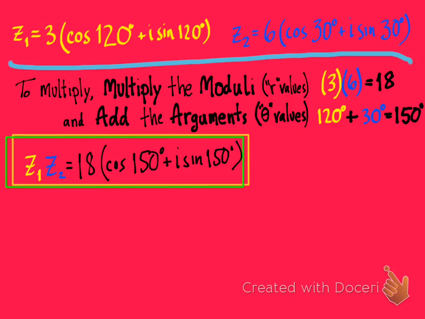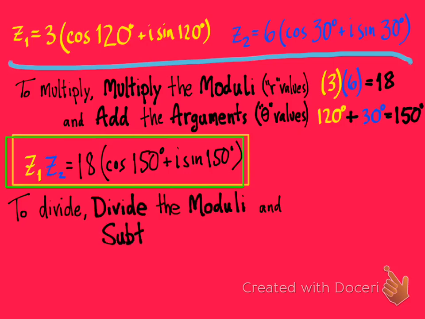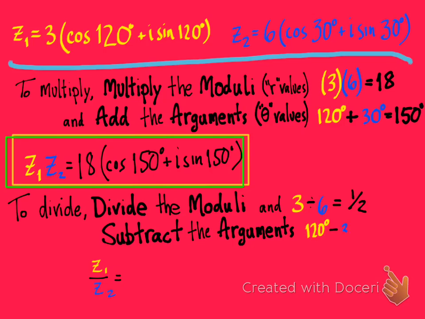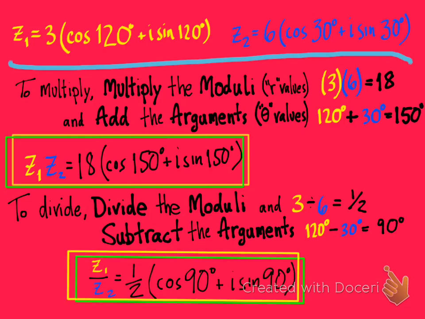Let's try dividing. Dividing is, as you might expect, an inverse operation from multiplication. So to divide, you simply divide the two moduli and you subtract the arguments. No big deal. So if I take Z1 divided by Z2, all I have to do is take 3 divided by 6, that's 1/2, and I take 120 minus 30, that's 90. There you go, you're pretty much done. 1/2 times cosine of 90 plus i sine of 90. That's the answer. There's nothing else really to do there.